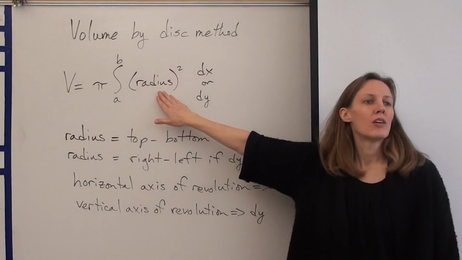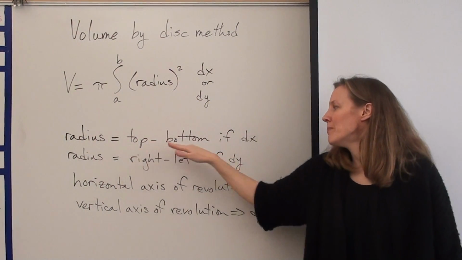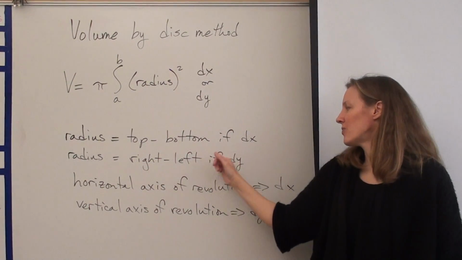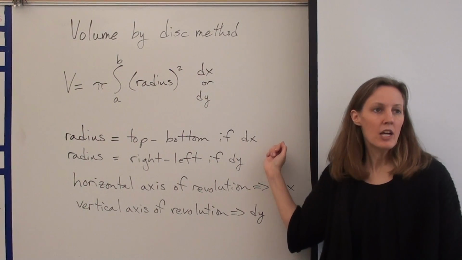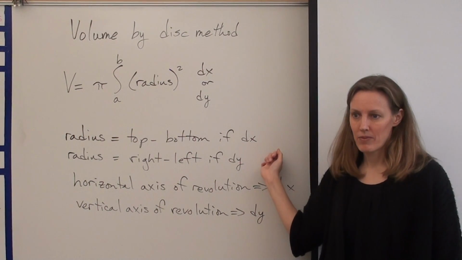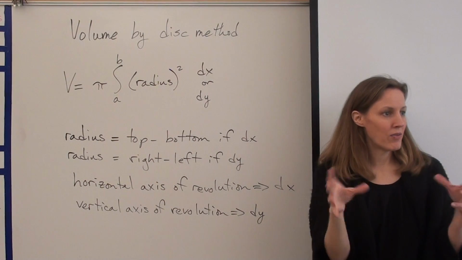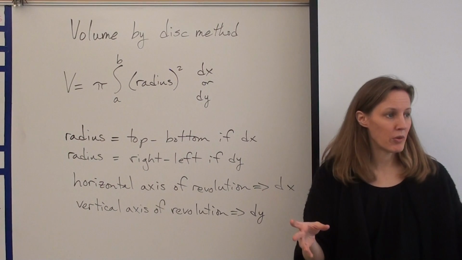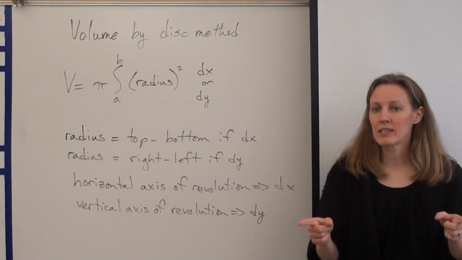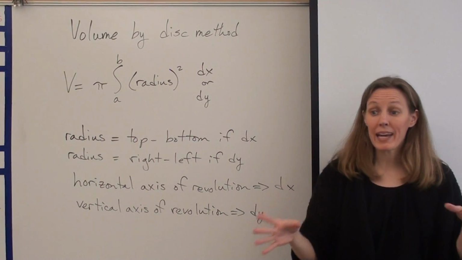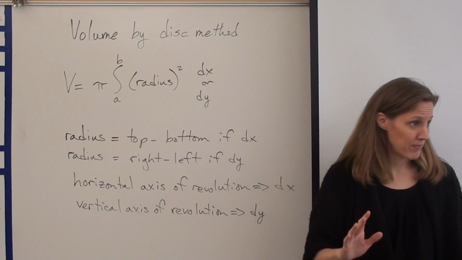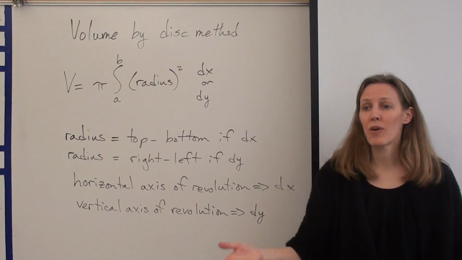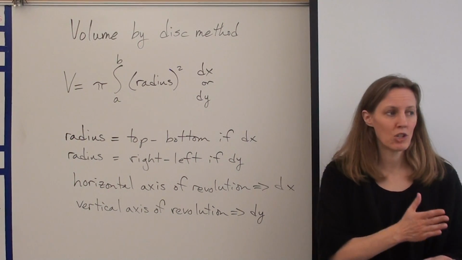What is the radius? The radius is top minus bottom, if you're differentiating with respect to x, or right minus left if you're integrating with respect to y. This is the same as it was for area, right? So for area, the integrand was top minus bottom for dx, right minus left for dy. Here's the difference. For area, you can pick if you want to do dx or dy. It's your call. You're not really forced into either one. For volume, you're forced. You don't get a choice.